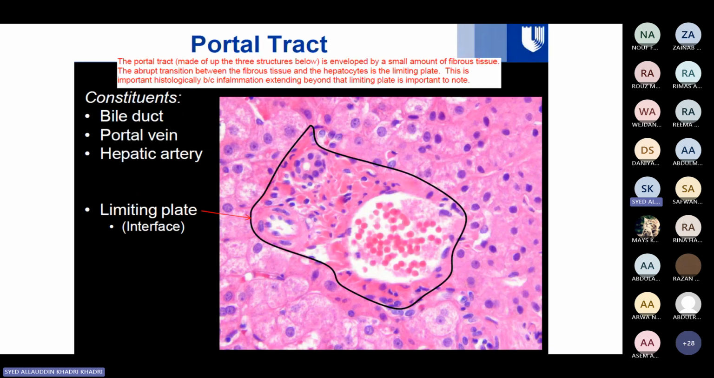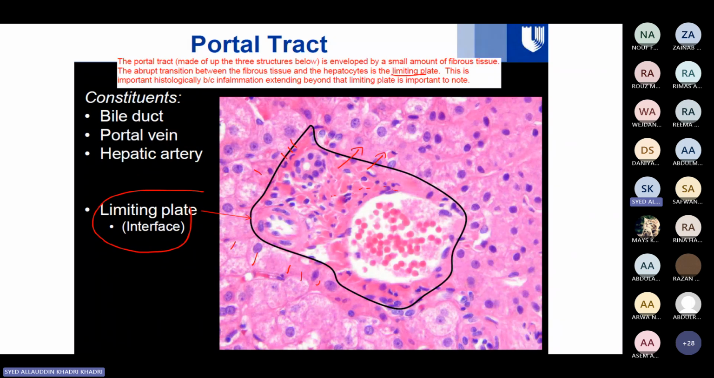Now you got to know what you mean by this portal tract. I was telling you the portal tract has the bile duct, portal vein, and hepatic artery. I told you this is the limiting plate. This is the portal tract and this is the limiting plate. You can see over here there are no inflammatory cells. There will be some inflammatory cells normally over here. Suppose the inflammatory cells are crossing this one, it causes a major problem.